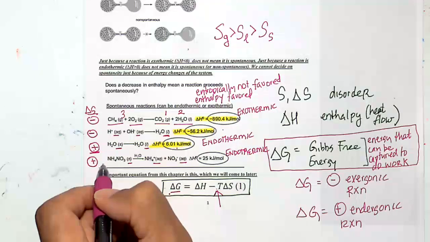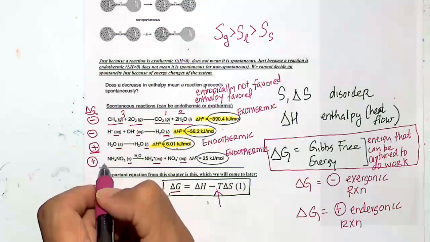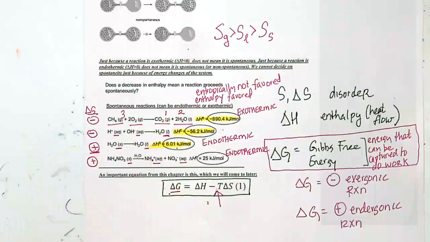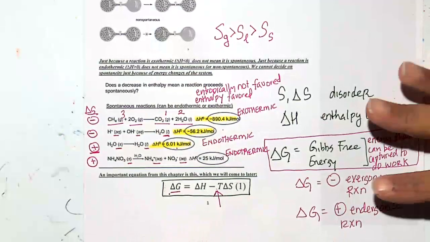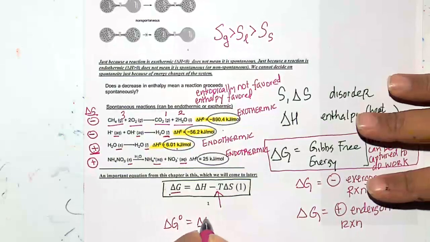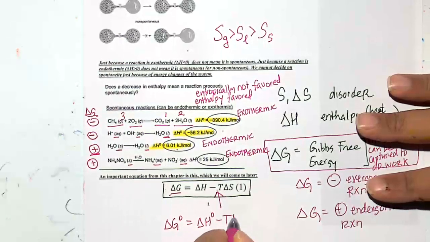But what about entropy? Okay, it's entropically favored. Why? Because we have a solid going to an aqueous. More disorder. Entropically favored. Okay, so these are the types of things we want to study in this chapter. Also realize we have something called standard state.